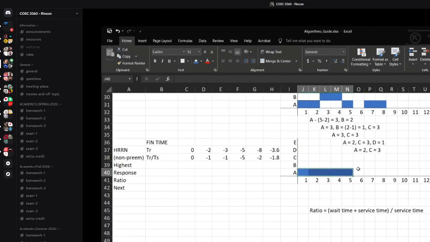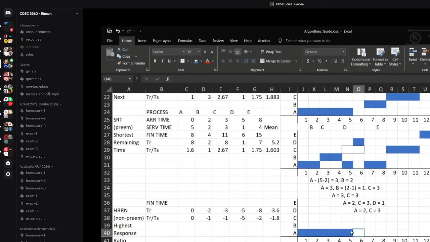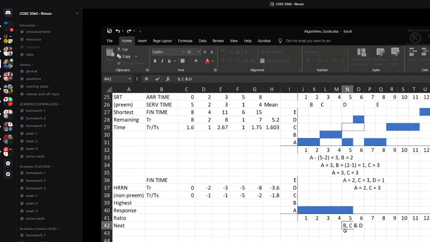All right, so A runs the entirety of it, and now next at time 5, what has actually arrived by now? B arrived at time 2, C arrived at time 3, and D arrives at time 5. So at this time, B, C, and D have arrived. This is where the math comes in among these three: you need to calculate the ratio for all of these processes and compare them for the highest one, and the highest one will run next.